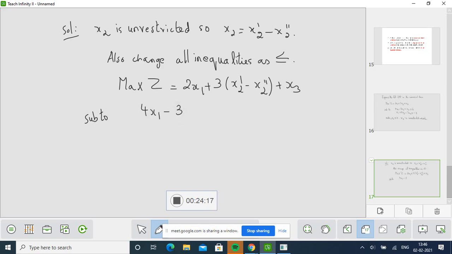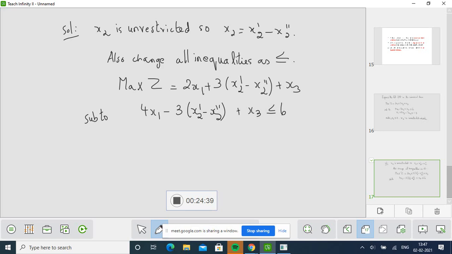4x1 minus 3 into x2 prime minus x2 double prime plus x3 is less than or equal to 6. Now come to the second equation here. What happens? It is of the form greater than or equal to.